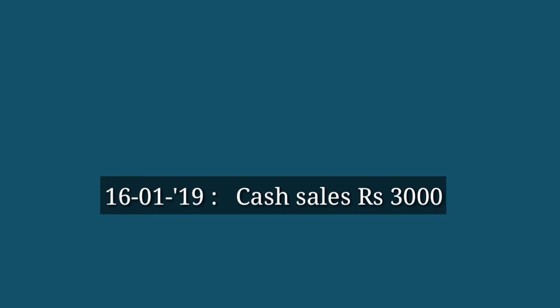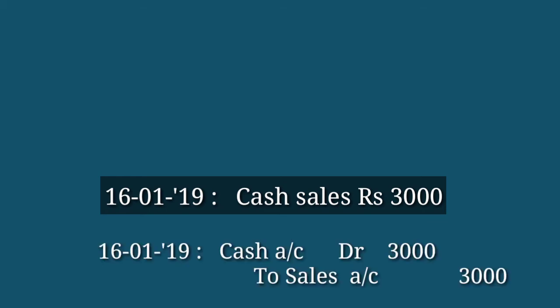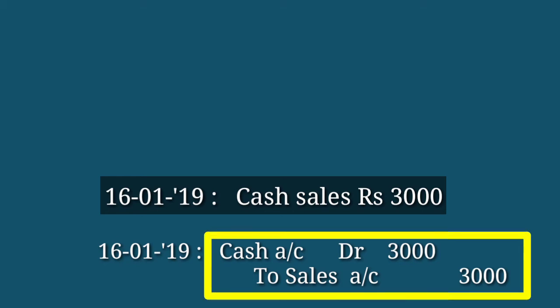On 16th January 2019, cash sales rupees 3,000. We know the journal entry: cash account debtor to sales account. Cash account debtor 3,000 to sales account. Here also both accounts are sitting together.